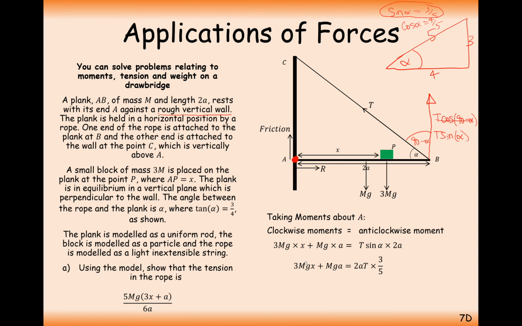I'm going to do it all in one go, but you can see how this would work. Factorise out mg from the left hand side first, times up by 5, divide through by 6a, and there you have it. T equals 5mg brackets 3x plus a all over 6a. So there we are, that's the answer to part A.